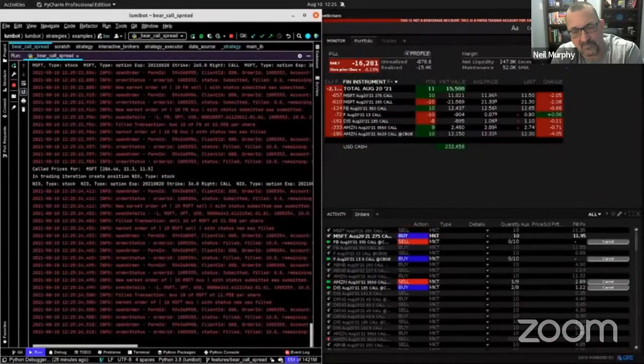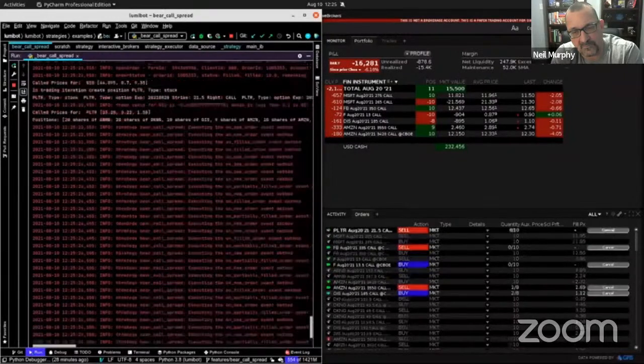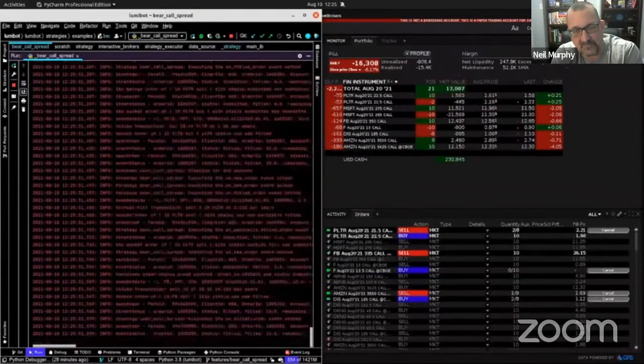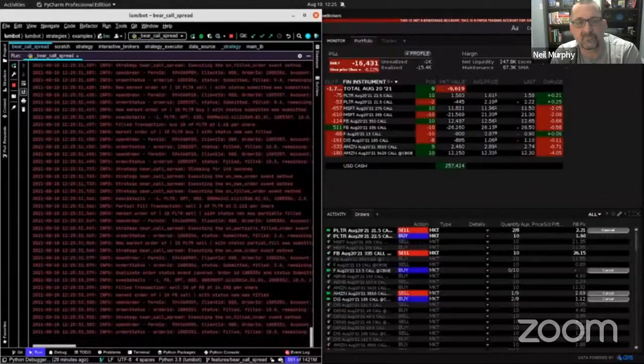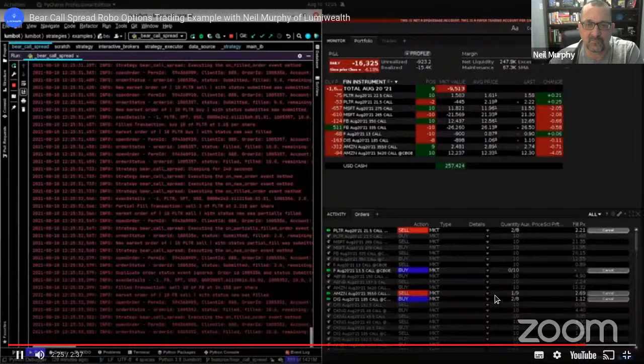Lumibot is built to handle options and a wide array of other securities, including futures contracts, Forex, and stocks. We can also do a number of backtests with Lumibot as well. This is an example of the bear call spread.